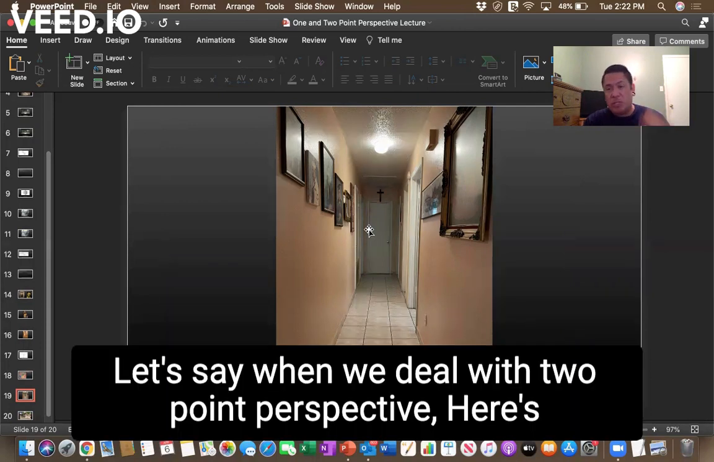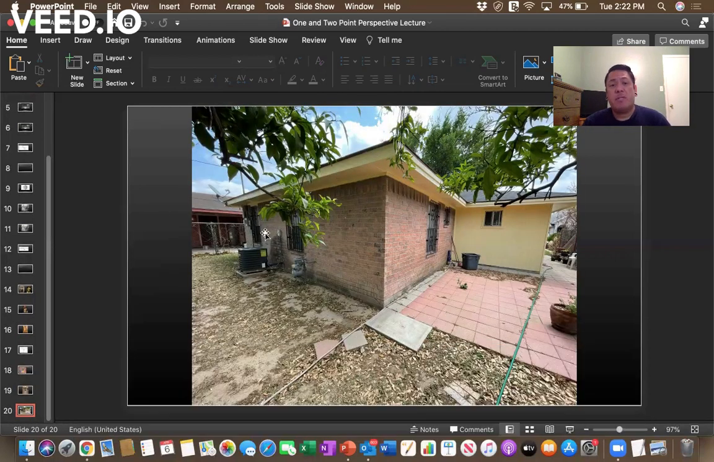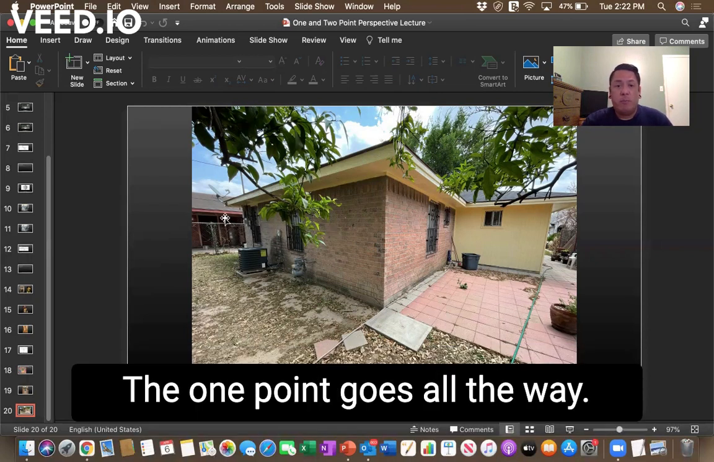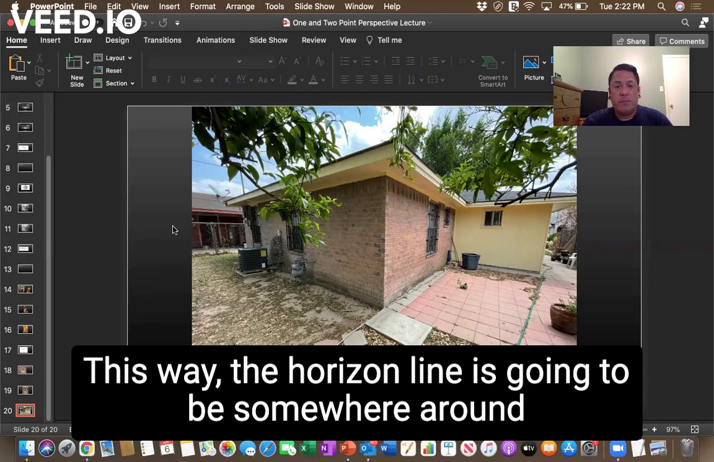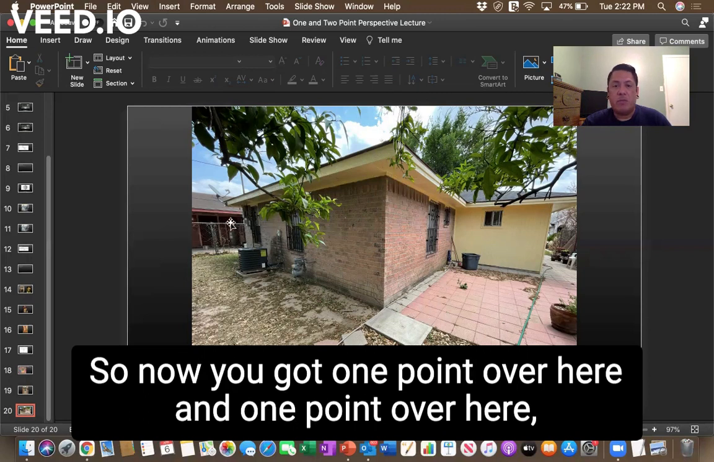Now, when we deal with 2 point perspective, here's another thing you have to do. Here's 2 point perspective. Here's the outside of my parents' house. Remember, it's the same thing as the other one. Here's the 1 point. 1 point goes all the way this way. The horizon line is going to be somewhere around here. 1 point goes this way, that way, and this way. So in other words, you've got 1 point over here and 1 point over here.